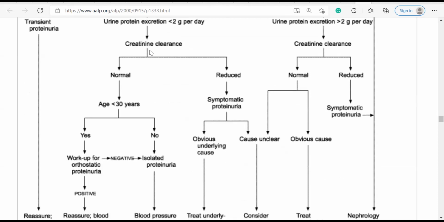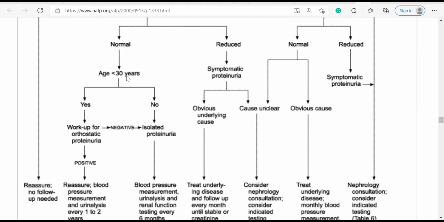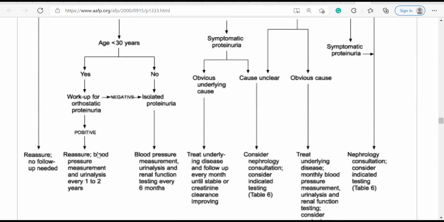Then you just check the kidney function. That means you did a creatinine clearance and also kidney function. If that is normal and the age is less than 30, you think about orthostatic proteinuria. So you do the workup for orthostatic proteinuria. How you do that? You check urine in the morning, you check urine in the afternoon. If morning urine doesn't show any protein, but afternoon urine shows protein, that's your orthostatic proteinuria. Then you just reassure and you do an annual blood pressure and urine analysis.